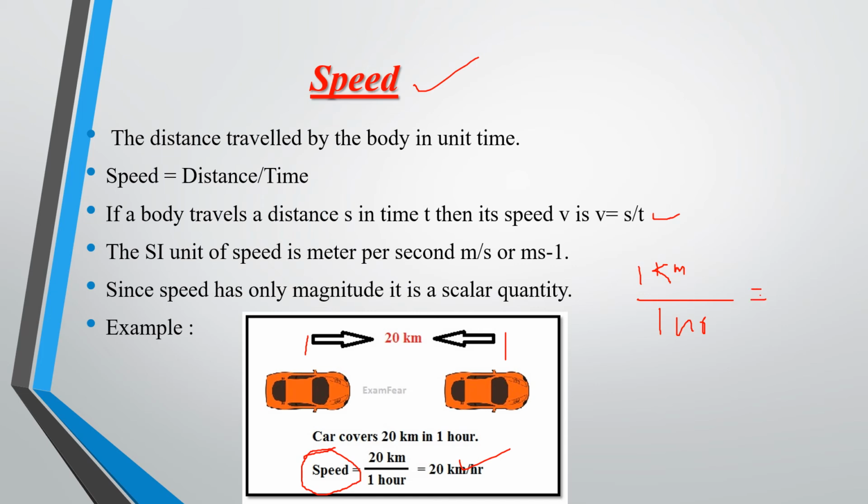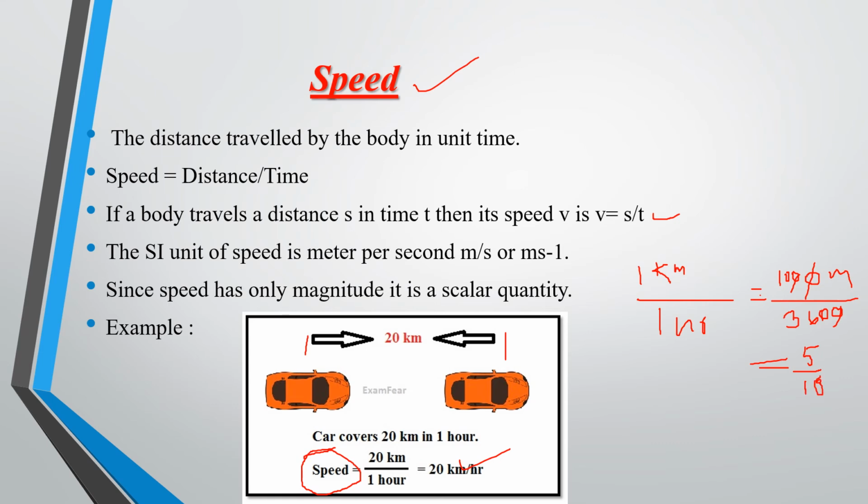1 kilometer is equal to 1000 meter divided by 3600 seconds, because 1 hour is nothing but 60 minutes into 60 seconds. So you can directly take it as 10 by 36. Then you will get 5 by 18 meter per second.